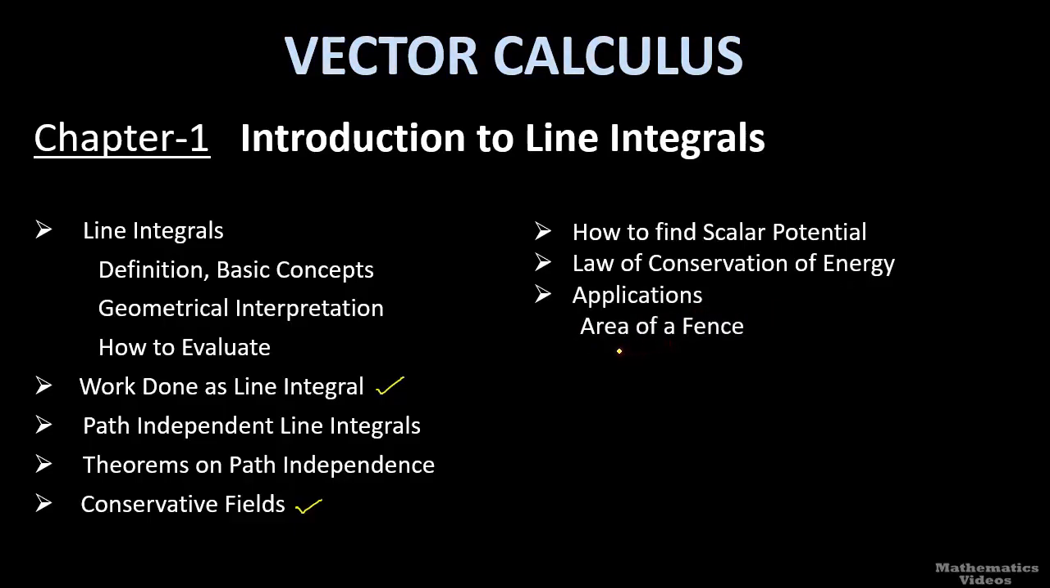The first application is to find the area of a fence whose base is the given curve. And the second application is to find the total mass of a wire having the shape of the given curve. And the third application is to calculate the center of mass of a wire having the shape of the given curve.